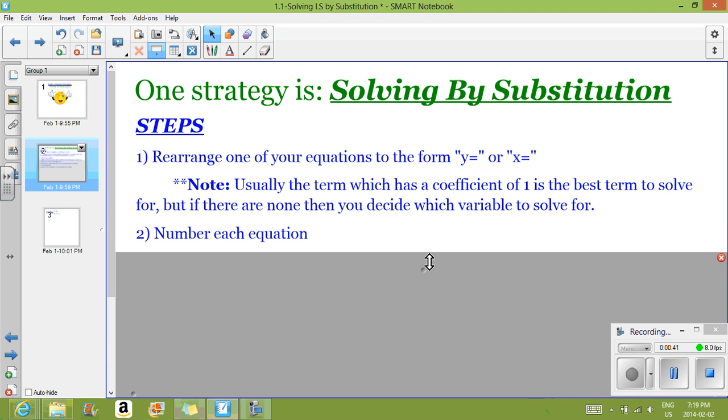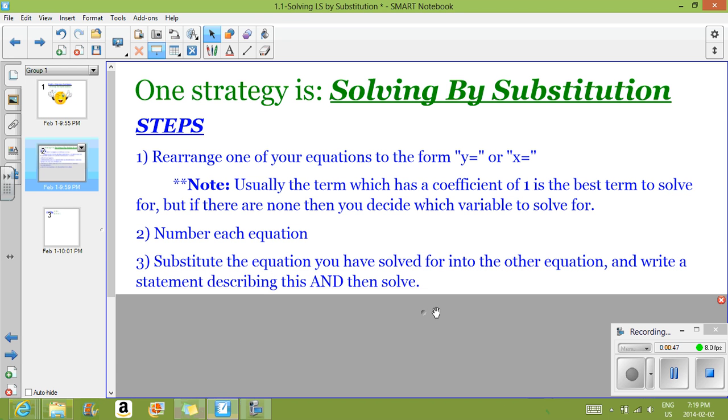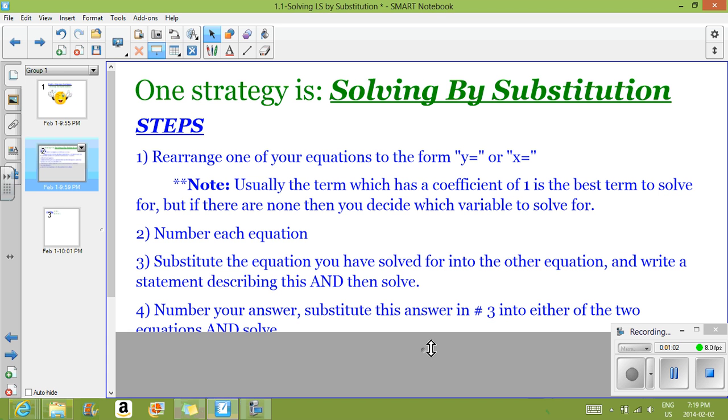Step number 2 is you're going to number off each of the equations, and this will be part of your communication. Once you've numbered it, you're going to substitute the equation that you solved for into the other equation, and you're going to write a statement describing this. And you'll see this in the example. Once you've described this, then you have to solve the equation that you've made.